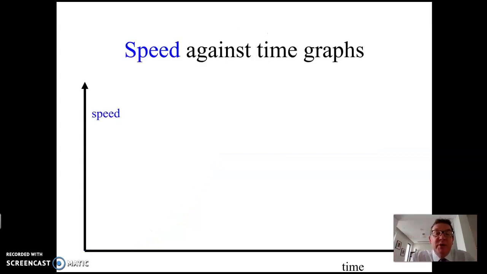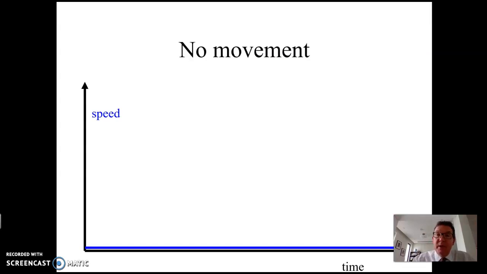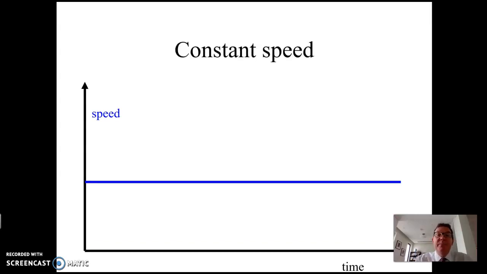Okay, we then looked at speed time graphs. So again, be careful, these are not the same. They look the same, but they're not the same. Obviously if something's not moving, the speed is 0. So after 1 second, after 2 seconds, if the speed is 0, we get a flat line.